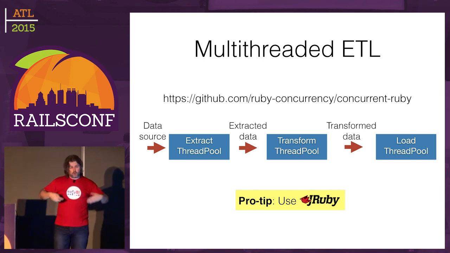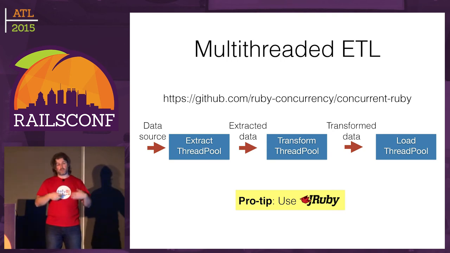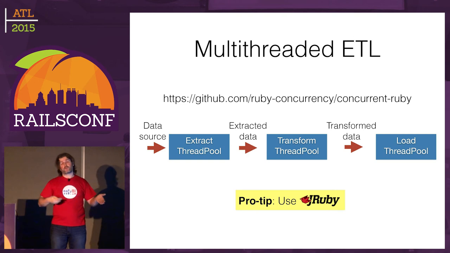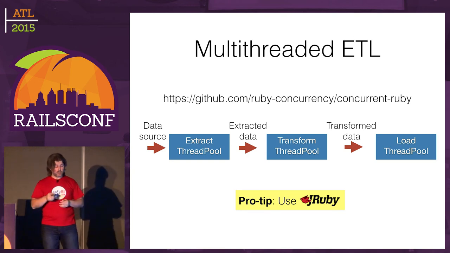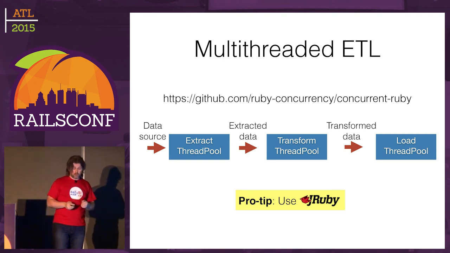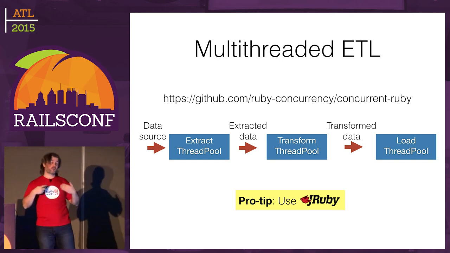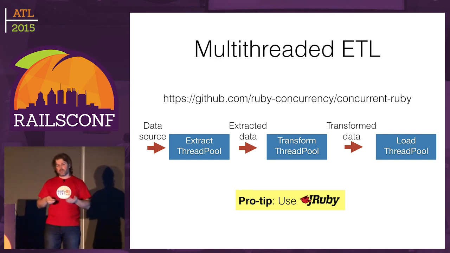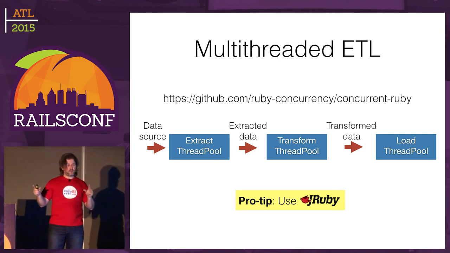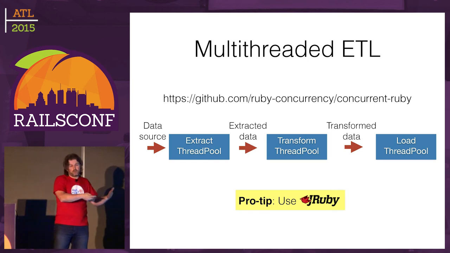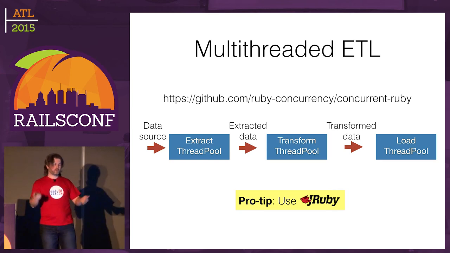Then if we need to do complex transformation of the data, we can run these transformations in parallel threads. But there is one pro tip: please use JRuby, as JRuby can use all your processor cores. If you try to do it in MRI, then unfortunately in MRI just one thread can run in parallel, or you need to make several processes which run in parallel.